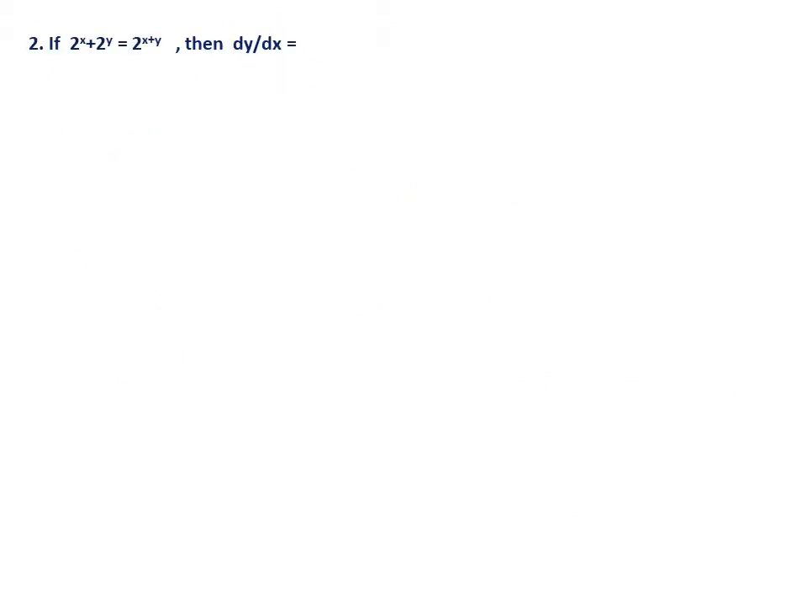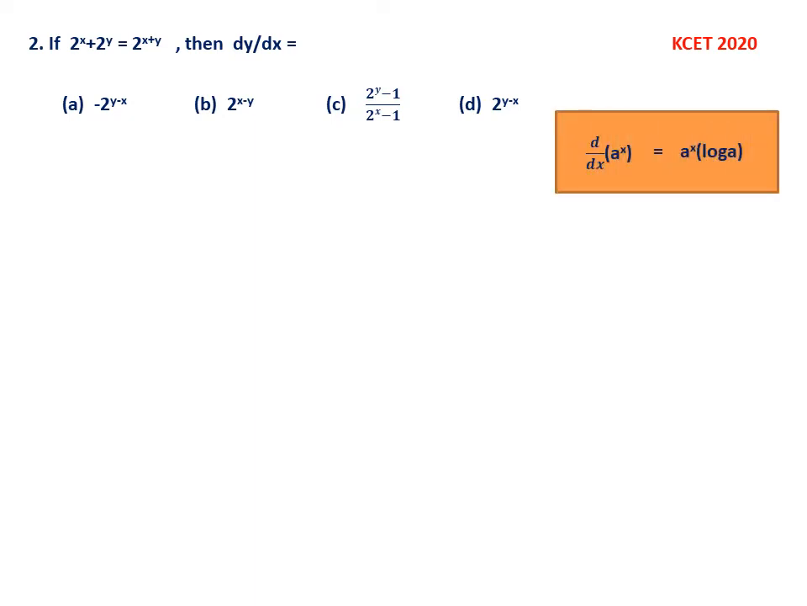Second one: if 2 power x plus 2 power y equal to 2 power x plus y, then what is dy by dx? So, 4 options: minus 2 power y minus x, 2 power x minus y, 2 power y minus 1 by 2 power x minus 1, then 2 power y minus x. This is also from Karnataka CET 2020. Here we should know this formula: d by dx of a power x equal to a power x into log a. This is the formula you have to use.